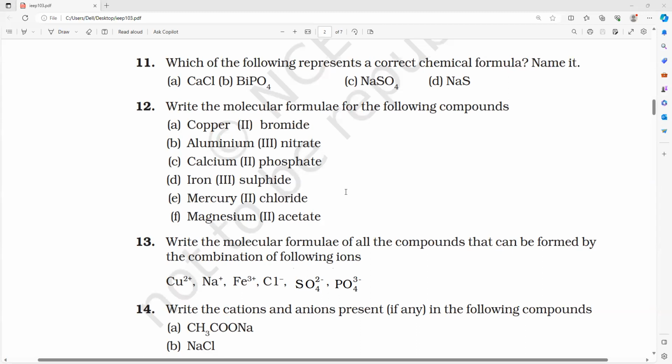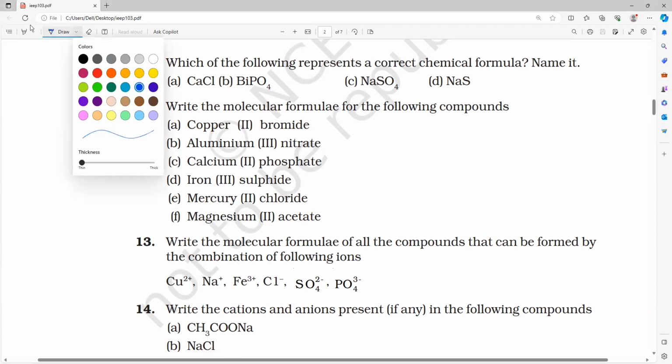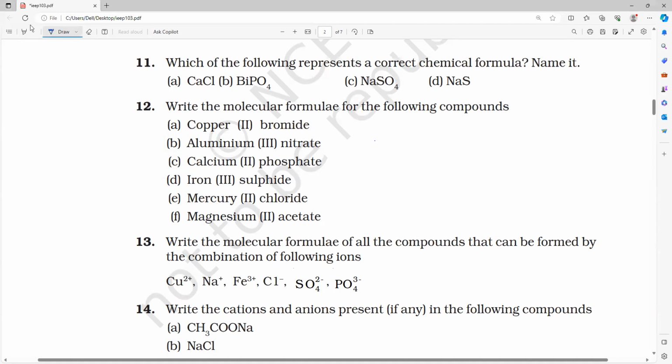Okay, observe now question number 12. As we are already studying formulas, now they're asking copper 2 bromide. The one and only diagram, the one and only tabular column, as I told you, everybody has to learn by this time. Offline class also I told you. Am I right, everybody?